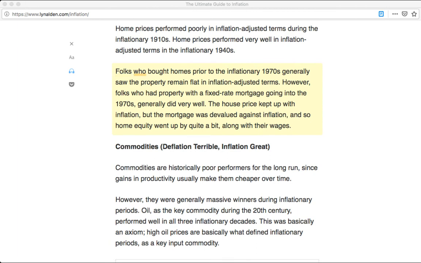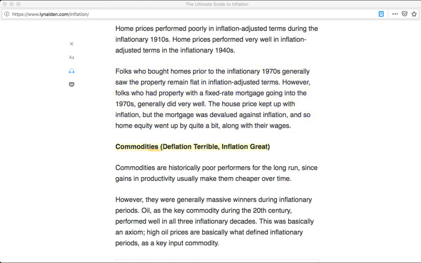Folks who bought homes prior to the inflationary 1970s generally saw the property remain flat in inflation-adjusted terms. However, folks who had property with a fixed-rate mortgage going into the 1970s generally did very well. The house price kept up with inflation, but the mortgage was devalued against inflation, and so home equity went up by quite a bit, along with their wages.